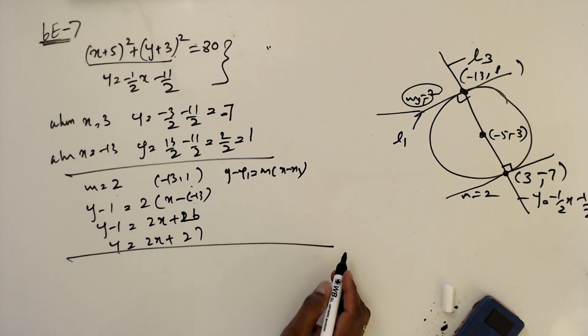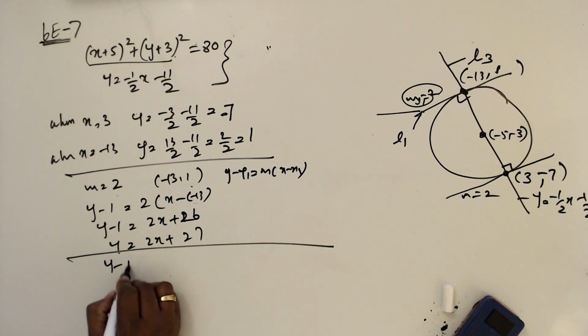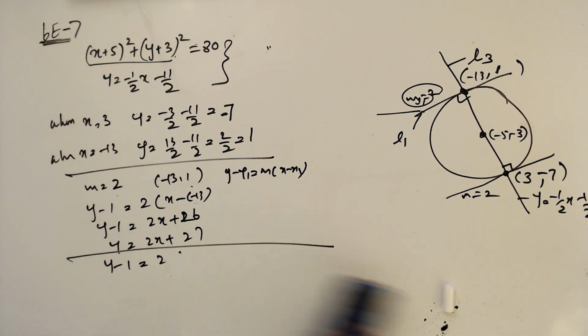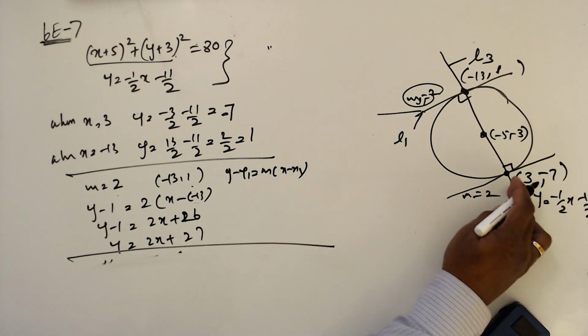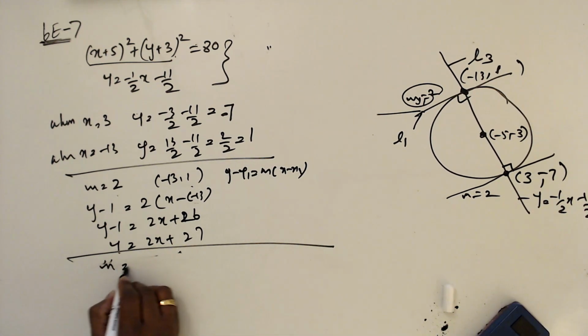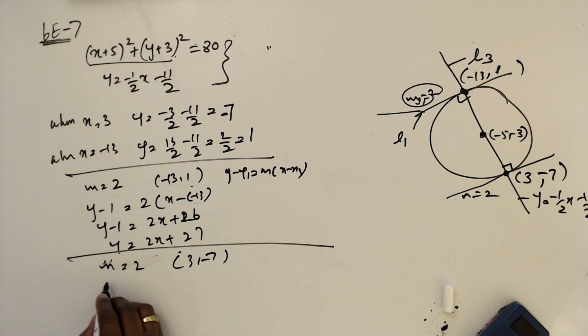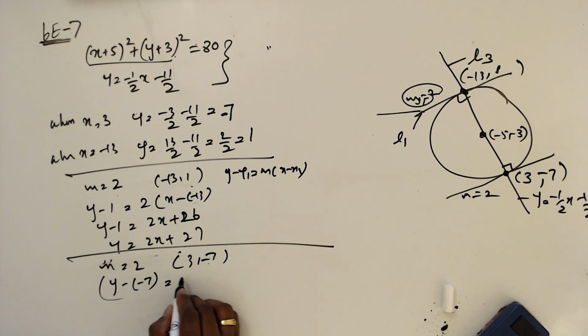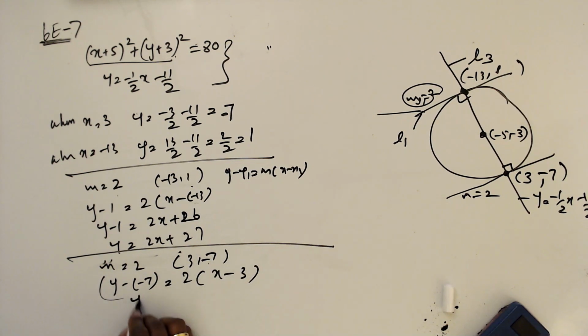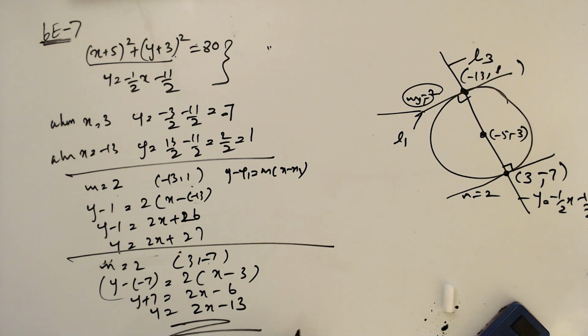This is one equation. The other one: what are the points? 3, minus 7. m equal 2 and the point is 3, minus 7. So y minus y1 equal m times x minus 3. So y plus 7 equal 2x minus 6. So y equal 2x minus 13. So those are the two equations. So I did it differently.